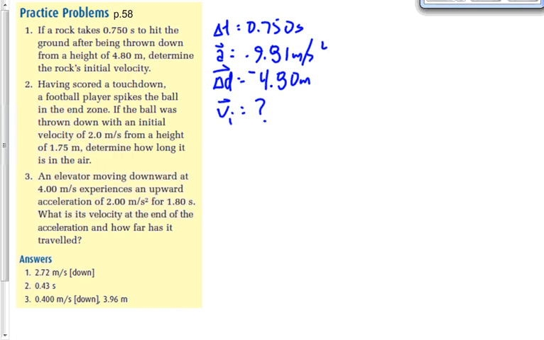Ryan earlier suggested to me that maybe VF was 0 here. Can we write that down? We can't. The argument here is that it hits the ground, right? So it stops when it hits the ground. No, it stops after it hits the ground, not when it hits the ground.